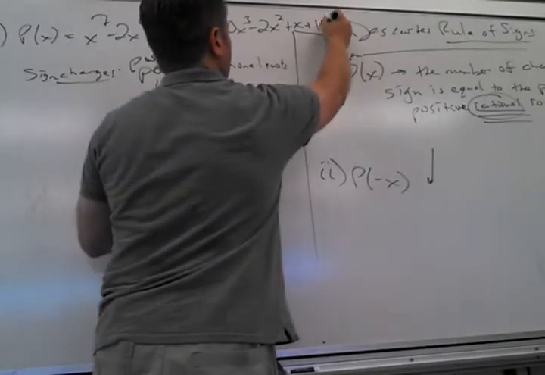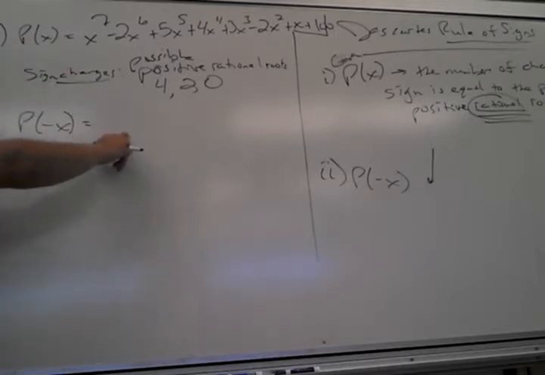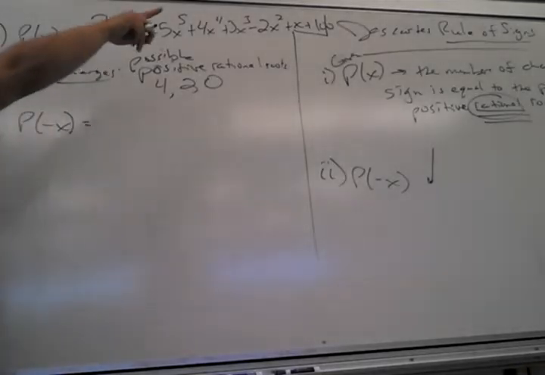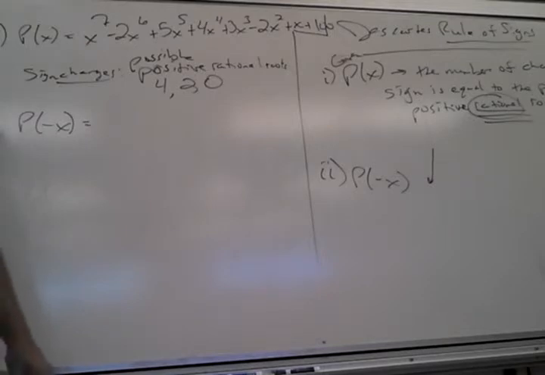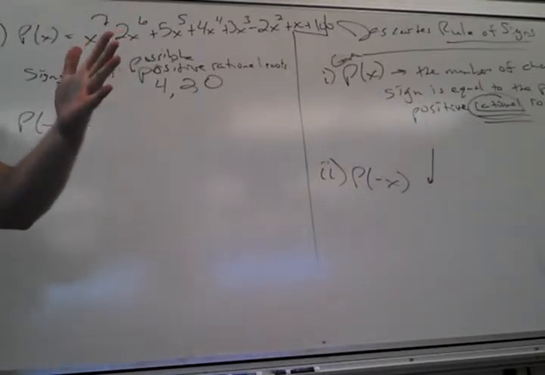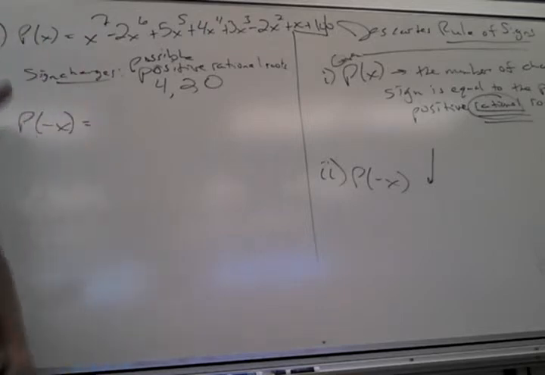So here, let me do that. So what about if I have to look at P of negative x? What does P of negative x look like? Which terms would change sign? The odd power terms, because those are the ones that would keep the negative, right? All the even power terms would kill the negative. When you square or fourth power a negative, it becomes positive, right?